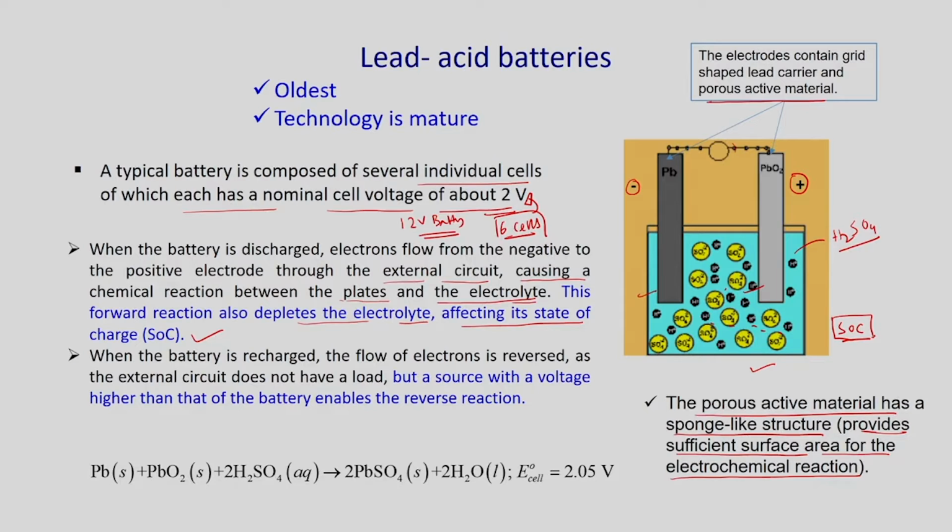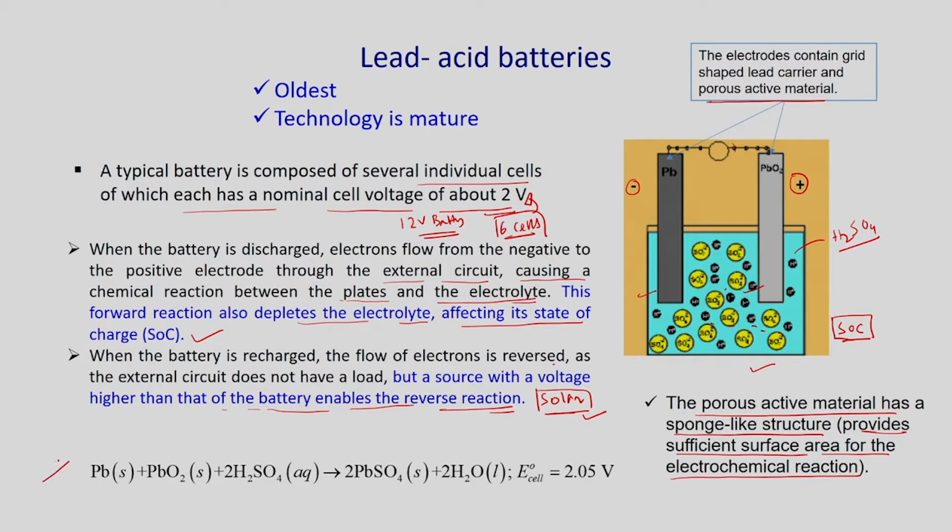And when the battery is recharged, the flow of electrons is reversed. Of course, the external circuit does not have a load, but a source with a voltage higher than that of the battery enables the reverse reaction. This external source is nothing but a solar source. So this is also known as a solar battery, because lead acid batteries are used in solar research.